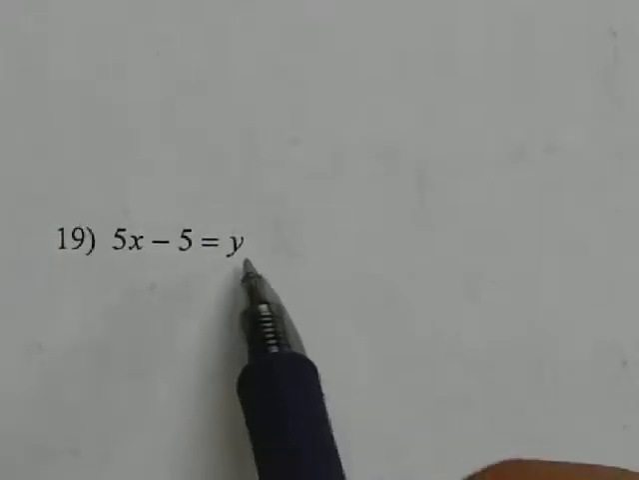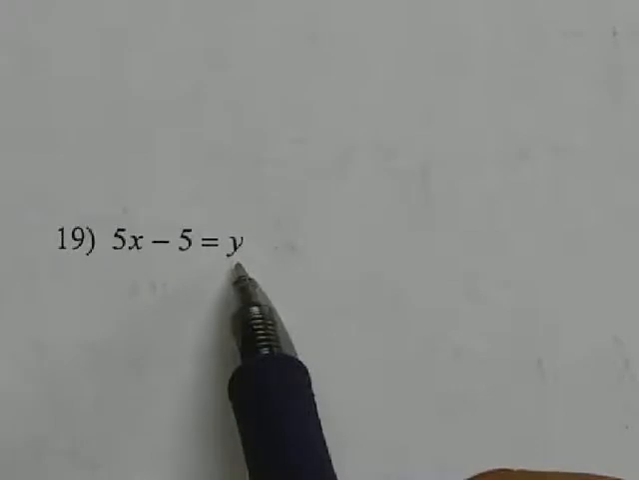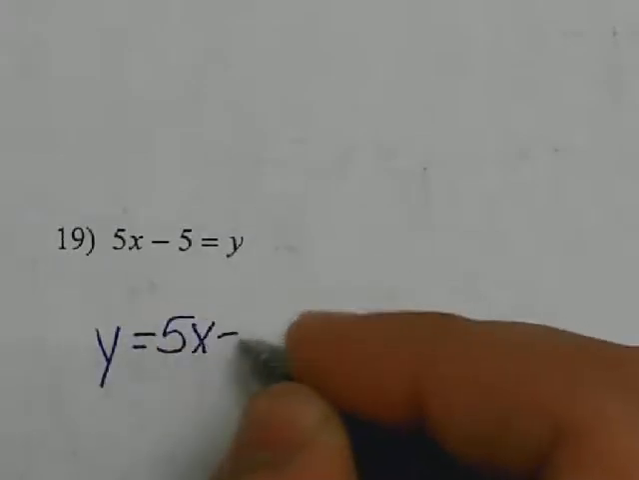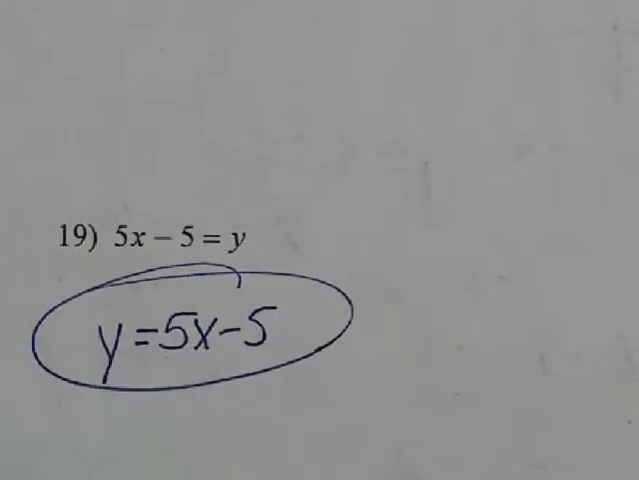Look at number 19. Guys, don't overthink number 19. Look at it. 5x minus 5 equals y. Is y on the left side? No. So move it to the left side using inverse operations or flip it. Y equals 5x minus 5. It's probably the easiest one on the worksheet. Okay. Notice number 20. This will be the last one I do.